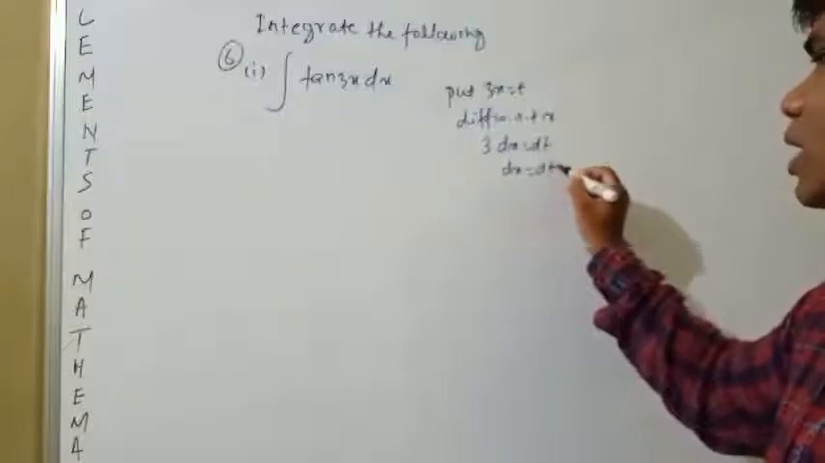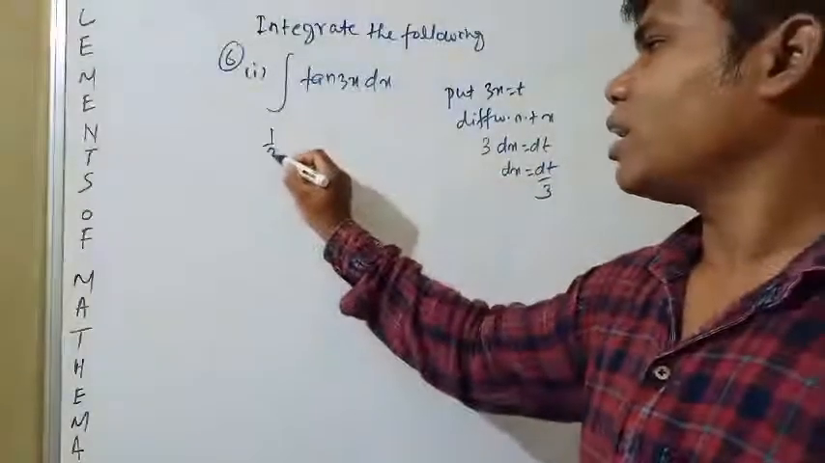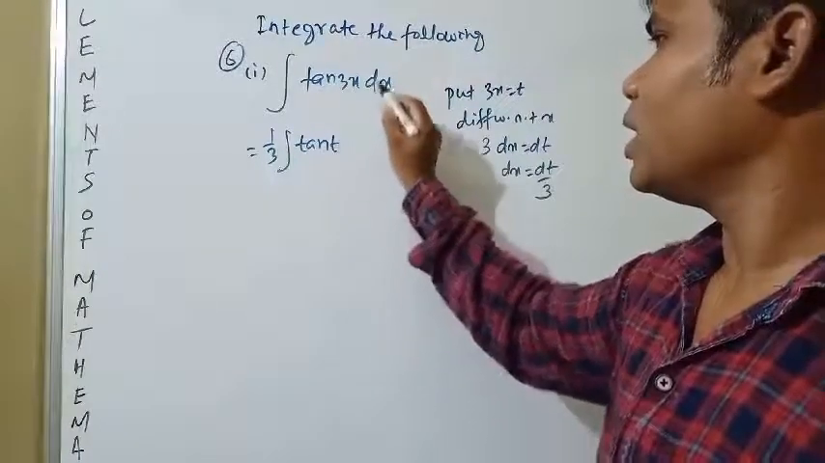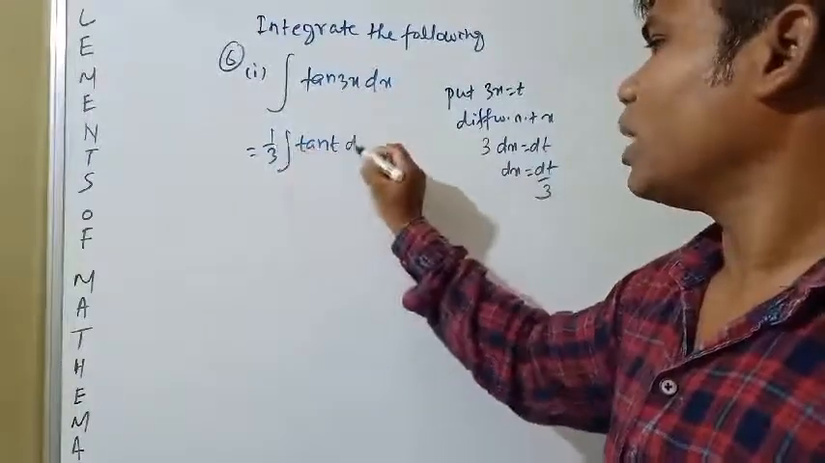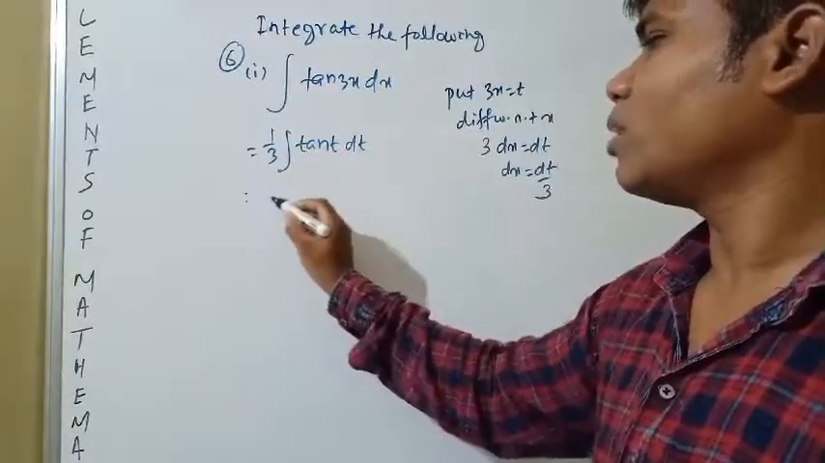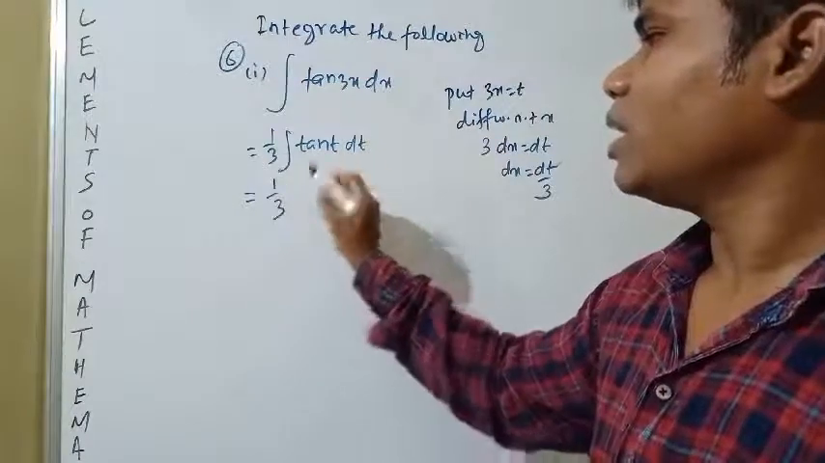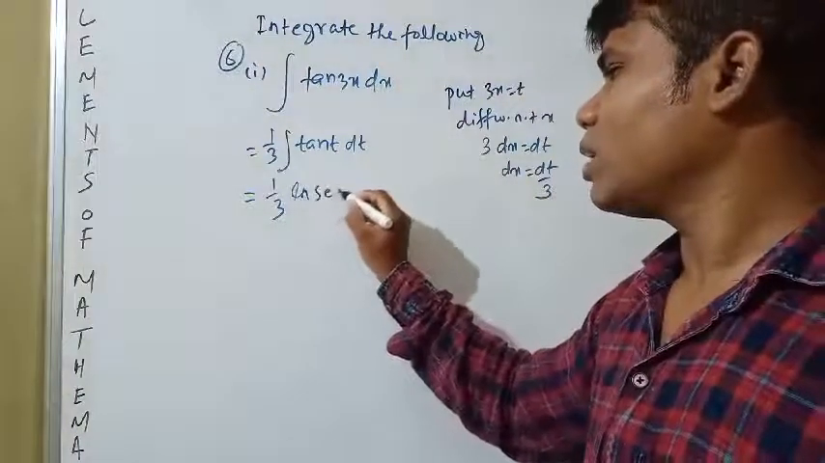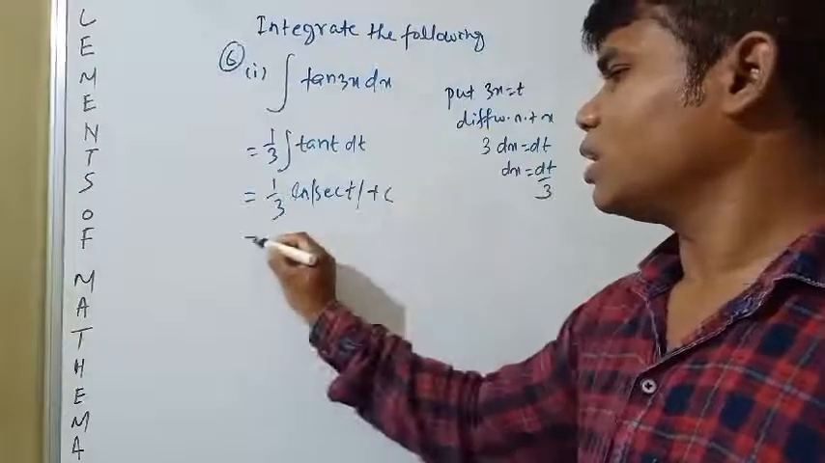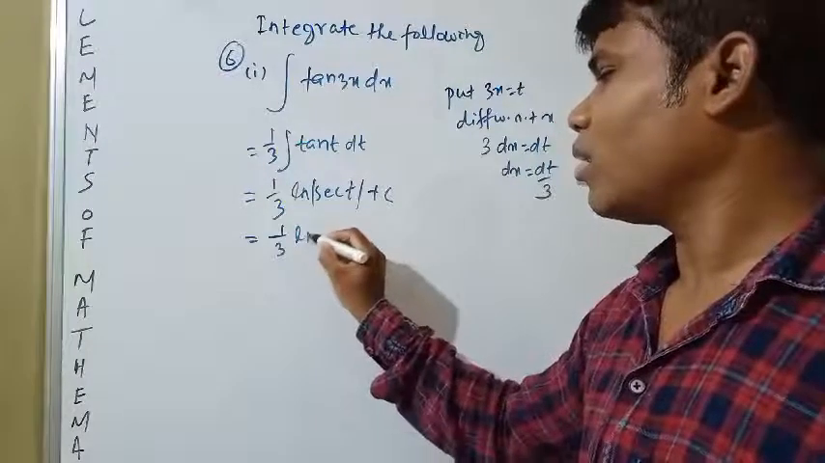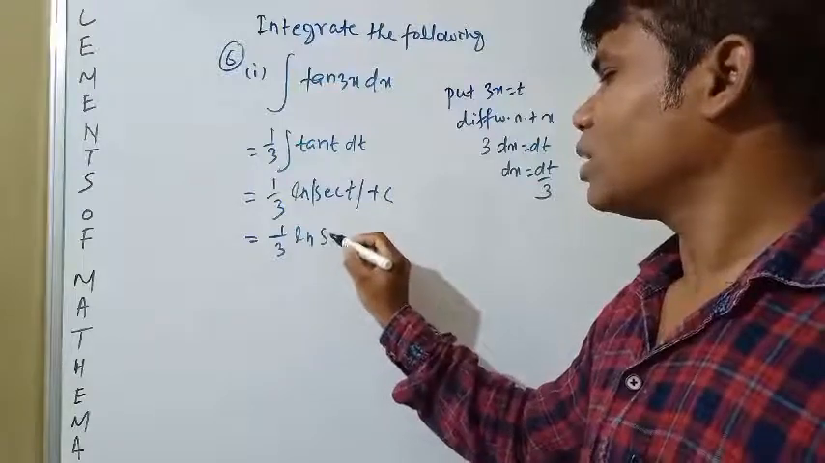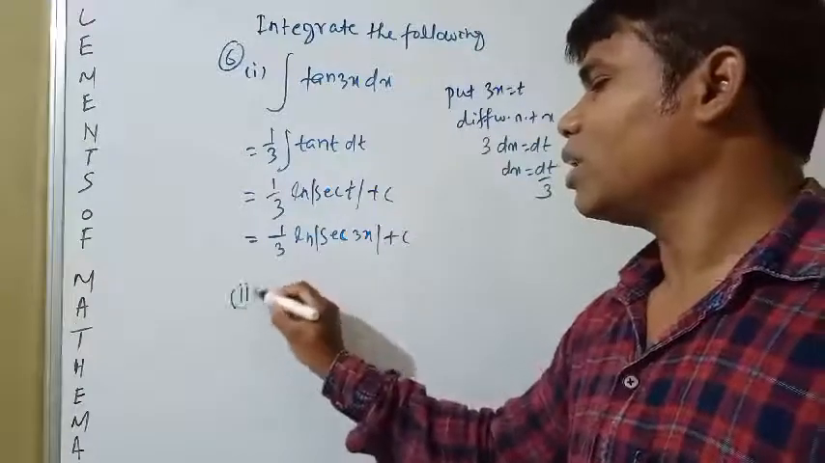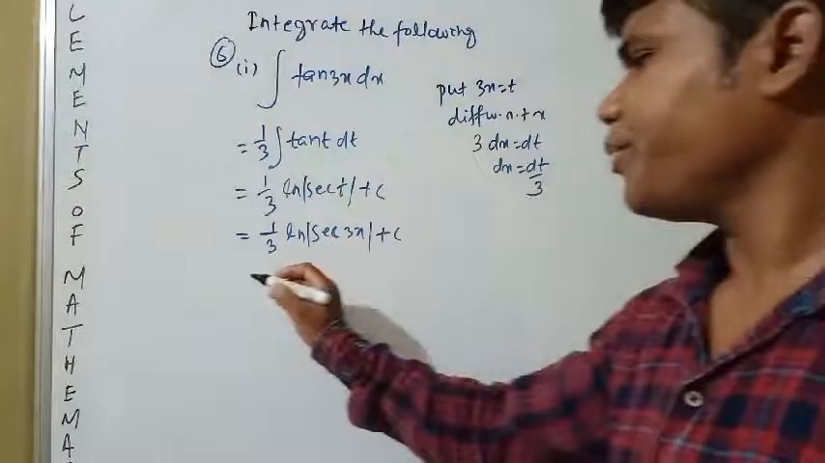Dx is equal to how much? Dt by 3. So you write here 1 by 3 tan 3x, we have taken t, dx, that is dt by 3. You write dt here and keep 1 by 3 outside. Okay, 1 by 3 tan t dt, integration of tan t, that is ln sec t plus c, is equal to 1 by 3 ln sec t, where sec t is equal to how much? Sec 3x plus c.